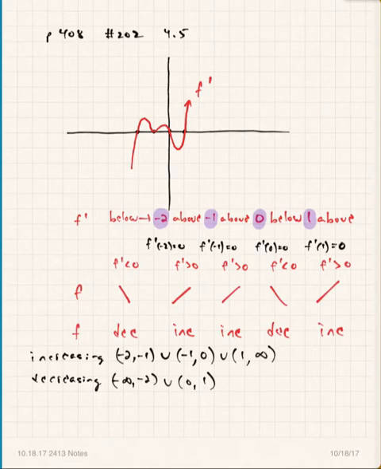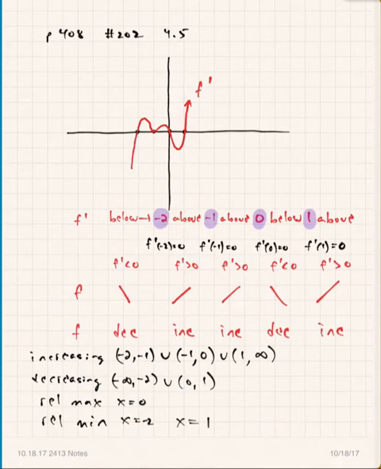In terms of relative maxes and mins, I have a relative maximum at x equals 0. And that's actually the only relative maximum. And then there's a relative minimum at negative 2, and then another relative minimum at x equals 1.